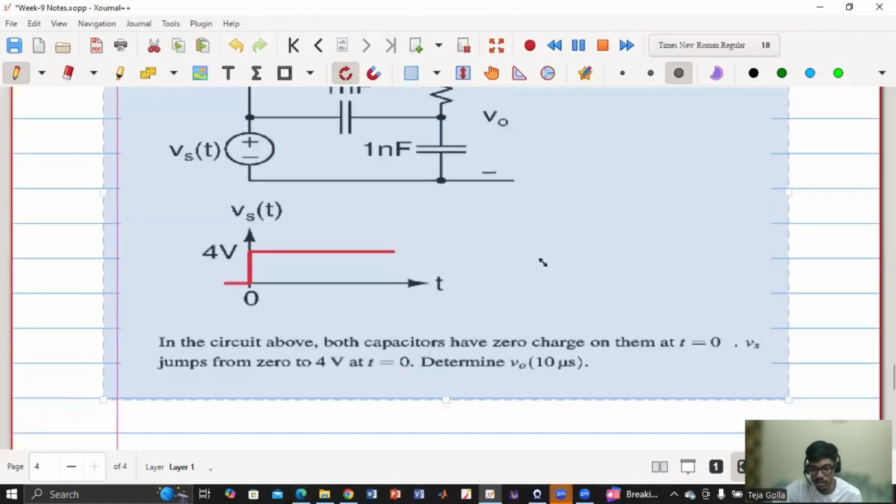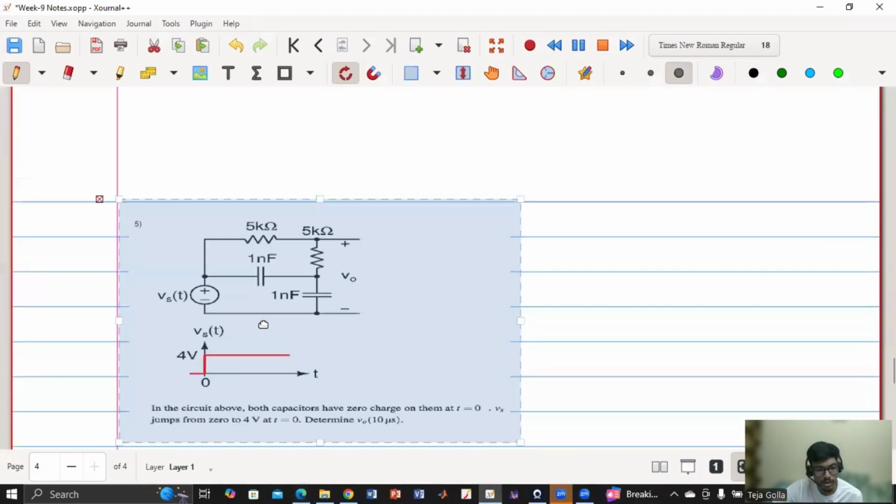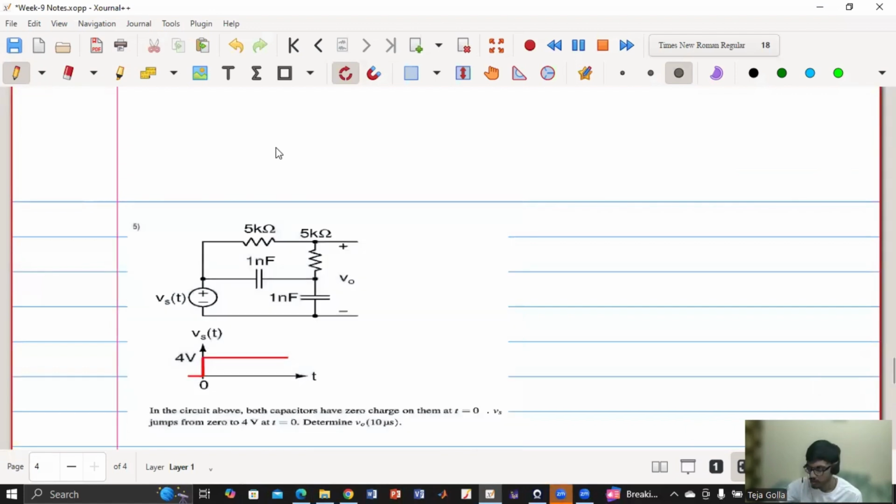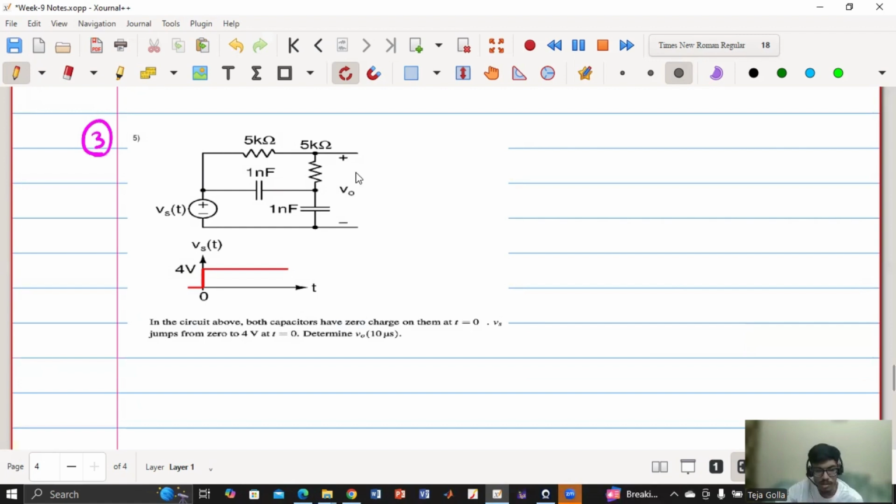So this will be our third question. Okay. So just read the question. They're saying VS is 4 volt, initially zero, then they have shifted to 4 volt at t equals 0. Now both the capacitors have zero charge on them at t equals 0. After t equals 0 plus, we have to find the capacitor initial voltage, and then we have to find the value of V naught. So everyone has gone through the question. This is a somewhat tricky question, so we have to be a little bit careful. Has everyone gone through the question?